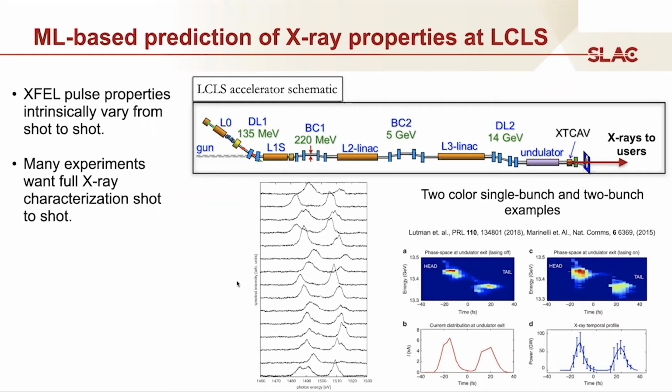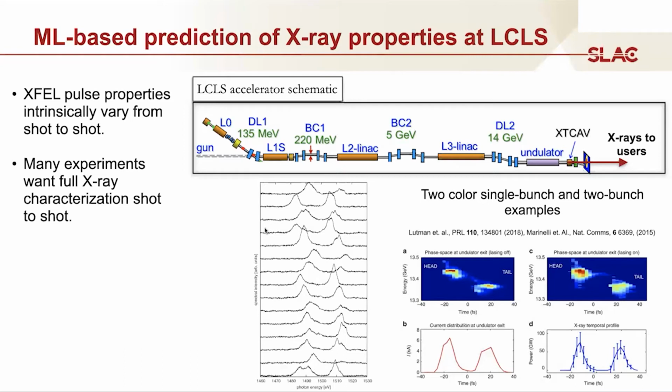And as you can see, these pictures are showing examples of spectra recorded from this two-bunch mode of operation, which fluctuate both in intensity in each color and also in the location of the peak for both of the colors. And many experiments that use this kind of two-pulse pump-probe configuration want full X-ray characterization on a single shot basis, but you can't do this with the available diagnostics because they don't run fast on a single shot basis.